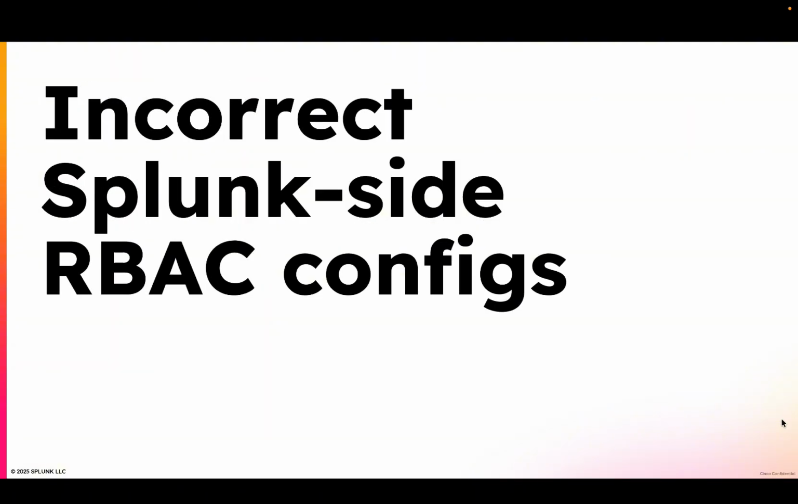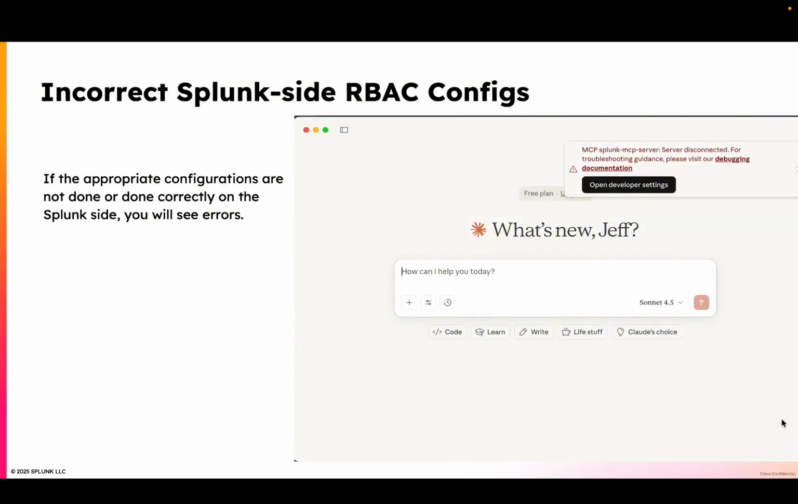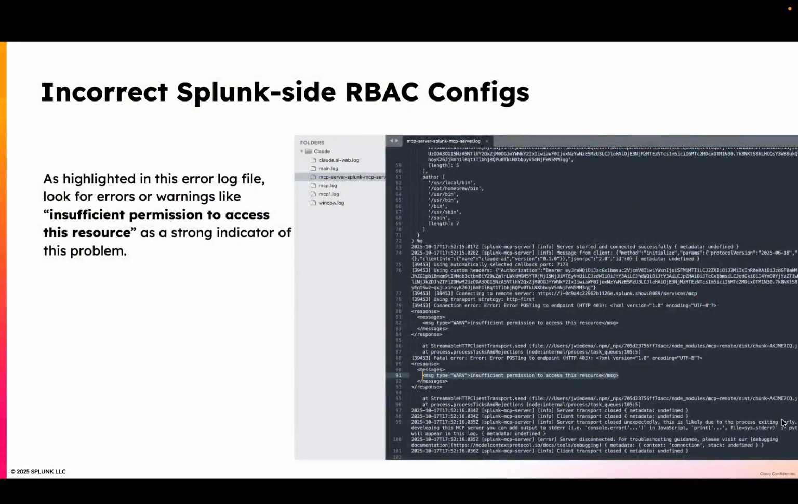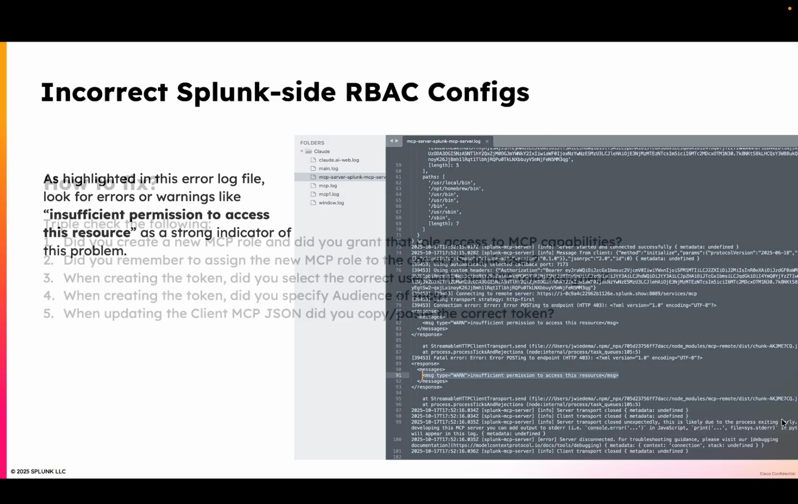Okay, so let's move on to the next issue that we see happening pretty often, and that's going to be some sort of a problem with your Splunk side RBAC configurations. We're talking about the role, the user, and the token configuration that you did in Splunk. Once again, if you get this wrong and you open up Claude, you're going to see a pretty basic error message, and much more helpful information is going to be seen if you open up the log file. The smoking gun that's telling us that we have an RBAC problem is this error that says insufficient permission to access the resource. It's a really good indication that we screwed up something in our RBAC configurations.